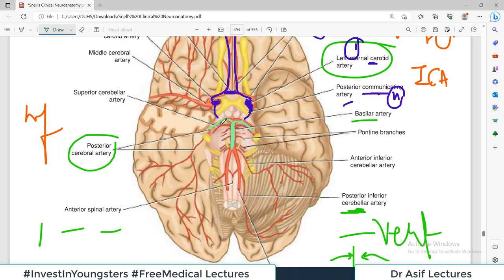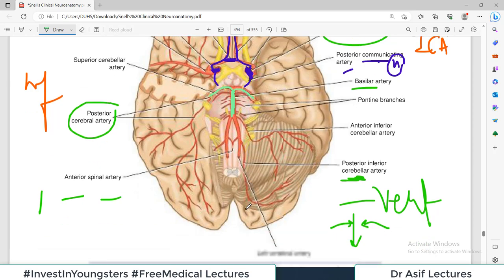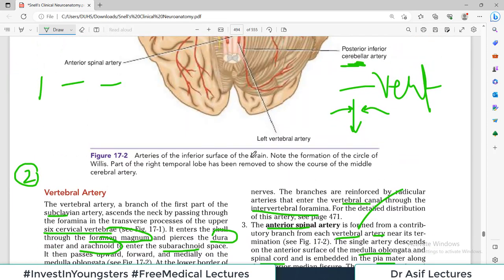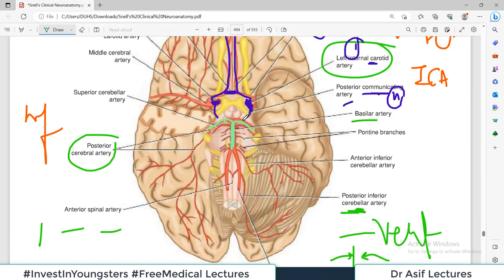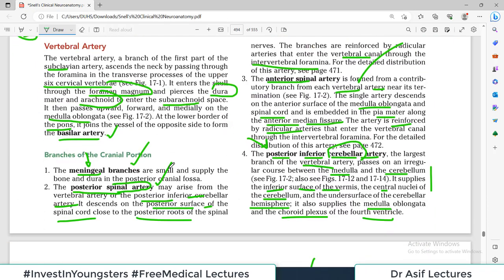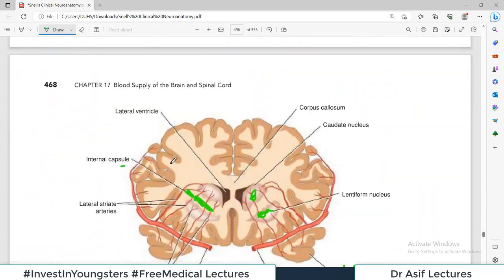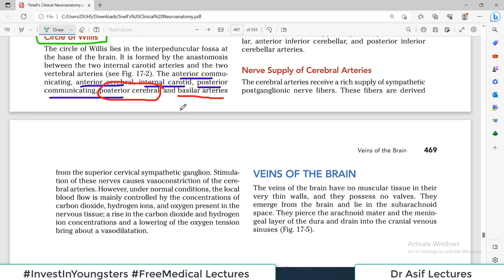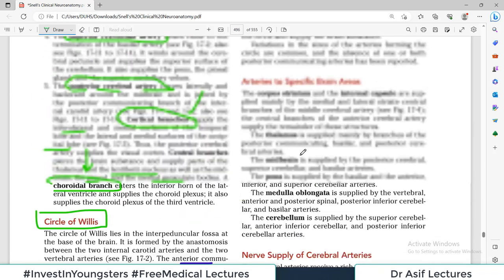Ab ye jo posterior cerebral hai, inko bhi communicate karna hai na is baki pure arterial channel ke saath. To inki communication kis cheez se hogi bhala? Inki communication hone ke liye there should be a posterior communicating. So wo yahan par hai. So they basically communicate like this with the remaining blood supply jo hum internal carotid system se abhi discuss kar rahe the. Okay, so let us go back to the circle of Willis, basilar artery and posterior cerebral arteries.